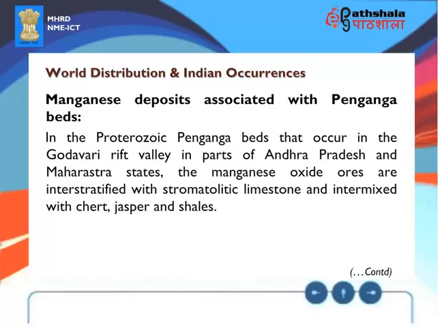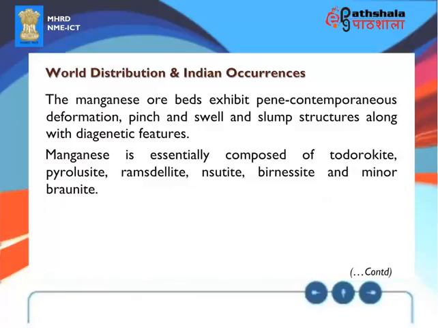Manganese deposits associated with Penganga beds. In the Proterozoic Penganga beds that occur in the Godavari Rift Valley in parts of Andhra Pradesh and Maharashtra states, the manganese oxide ores are interstratified with stromatolitic limestone and intermixed with chert, jasper, and shales. The manganese ore beds exhibit penecontemporaneous deformation, pinch and swell and slump structures, along with diagenetic features. Manganese ore is essentially composed of todorokite, pyrolusite, ramsdellite, nsutite, birnessite, and minor braunite.